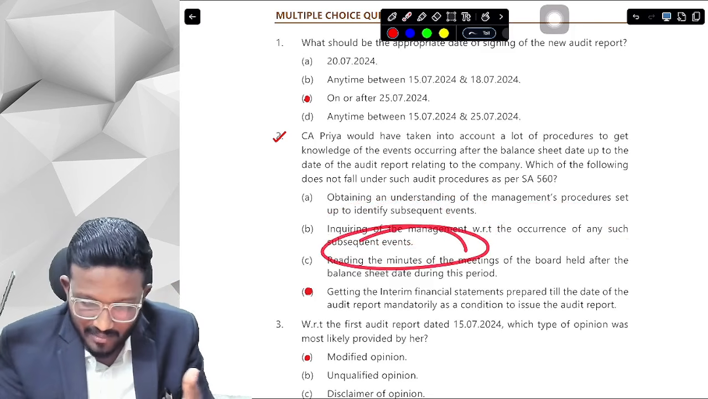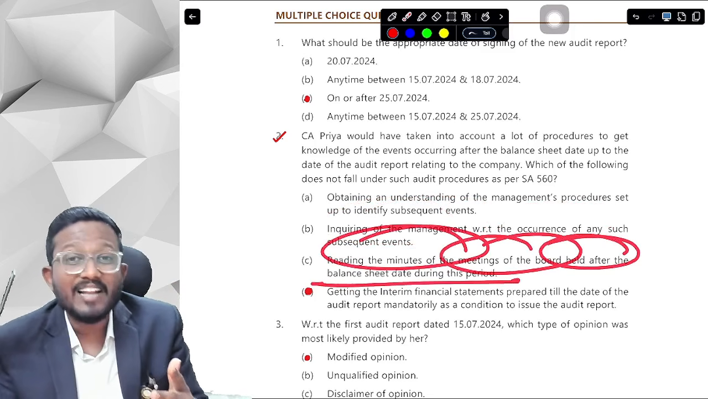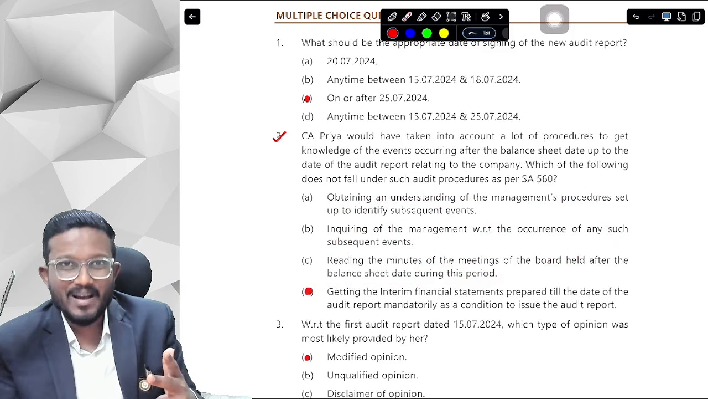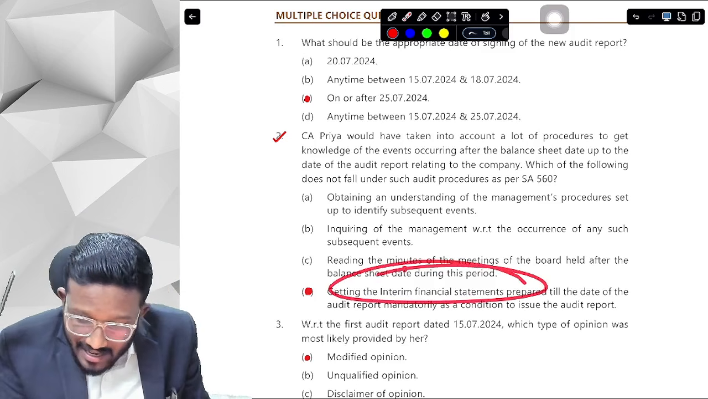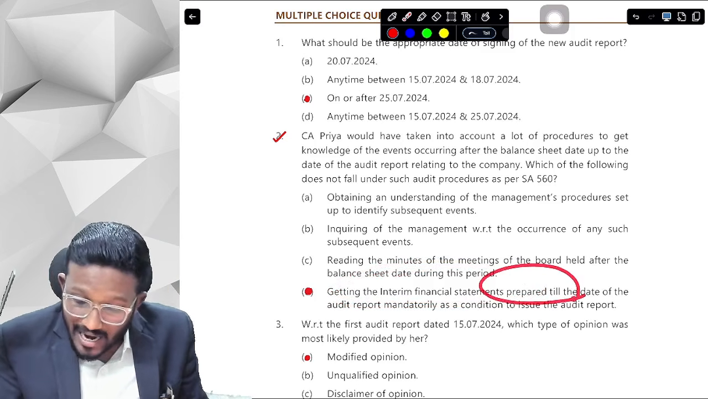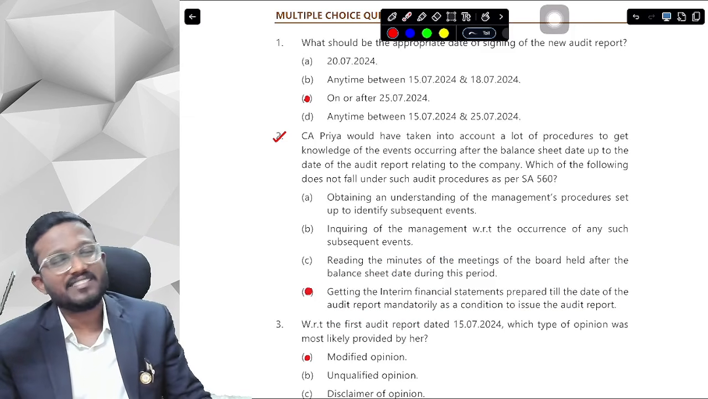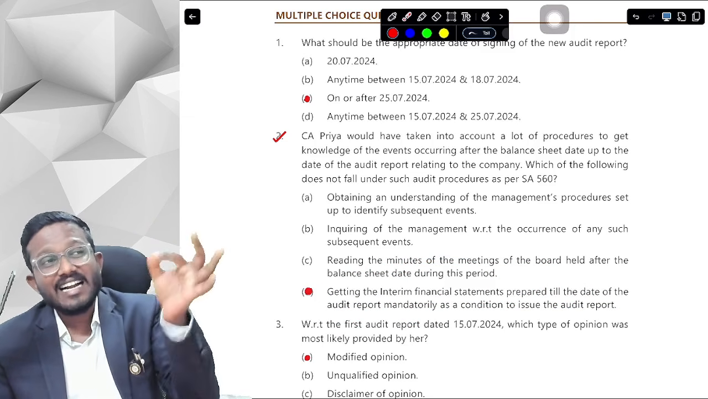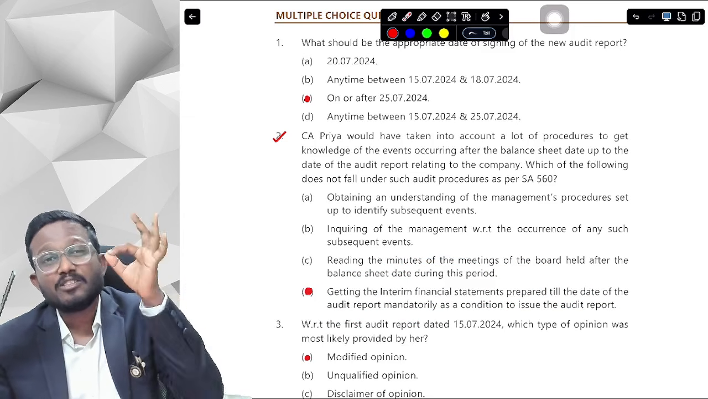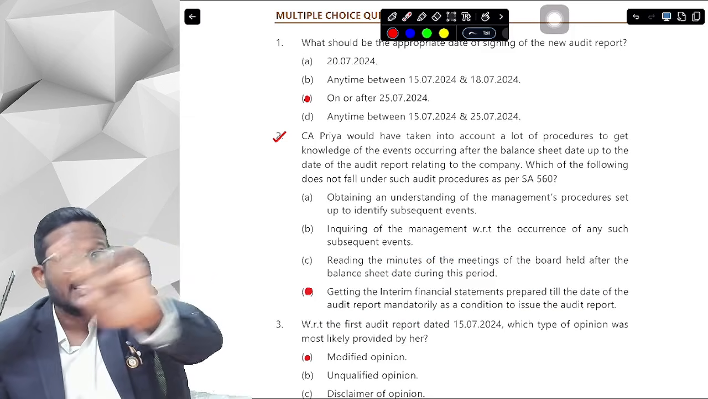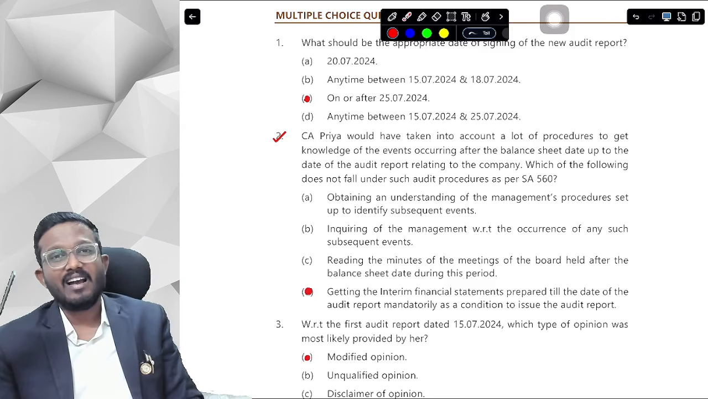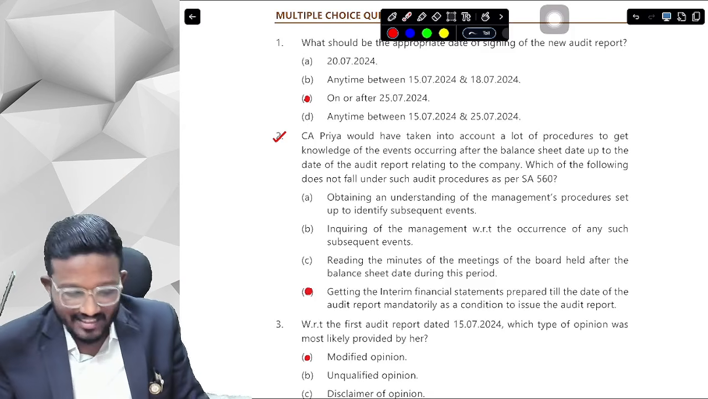Third, we need to read the minutes of meetings of the board after the balance sheet date during the period. Yes, after the balance sheet date. And fourth, we need to get the interim financial statements prepared till the date of the audit report mandatorily as a condition to issue the audit report. This is false. We need to read the latest subsequent interim financial statements of the entity only if they are available. This is not a mandatory requirement to get the interim financial information. Okay, yes sir, so this is wrong.